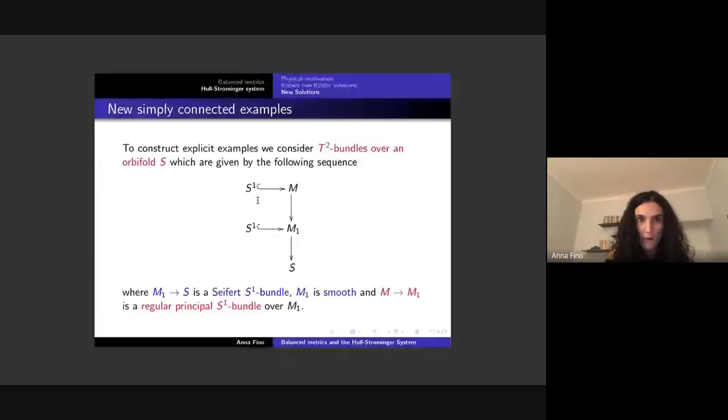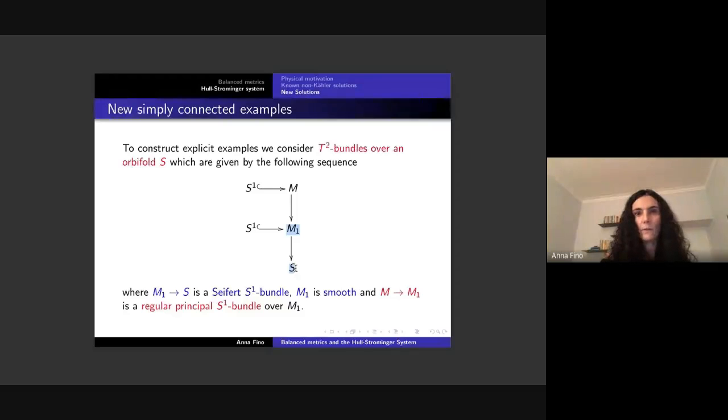So I can present how we get a new simply connected example. Here I will avoid being technical. I will give an idea of how we get that. The idea is that we get a T2 bundle over an orbifold in this way. You can see that we have a sequence, in fact. The first map, from M1 to S, will be a Seifert S1 bundle, and will be smooth.